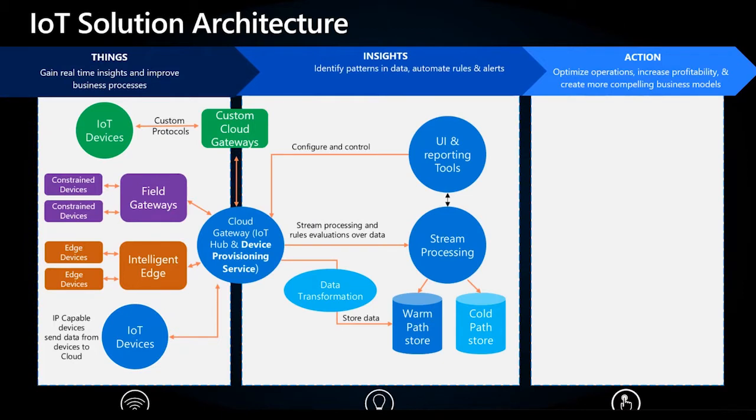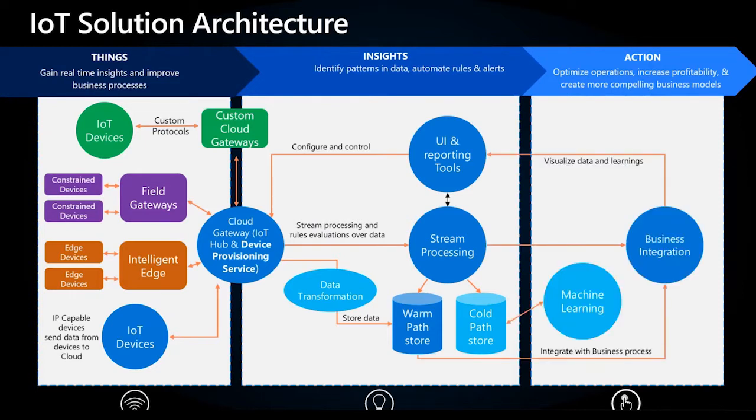And then the rest of building an IoT solution, which will be covered in another session, is deriving insights: storing that data, analyzing that data, and viewing that data to derive insights and identify those patterns, so that you can automate rules and alerts. And then action is all about connecting it to your business integration, setting up those rules and alerts, and then being able to do something with all of the insights that you've gathered from these things.